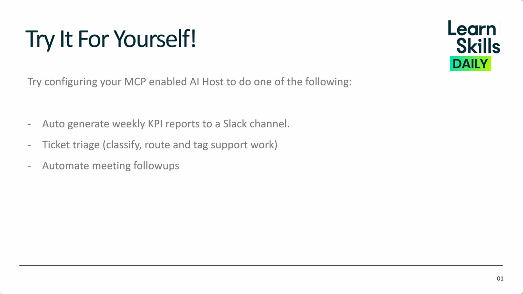Ticket triage is a huge deal. See if you can get your MCP-enabled AI host to classify, route, and tag support work so that when support tickets come into your organization, they get routed to the right people, reducing time it takes in the queue and reducing time for customers to get their issues resolved.